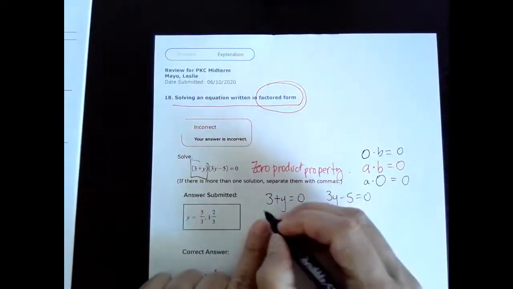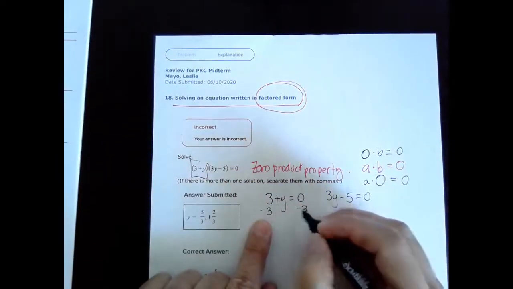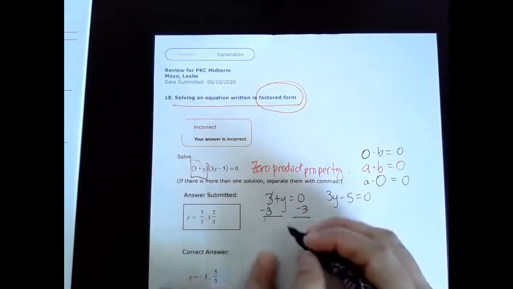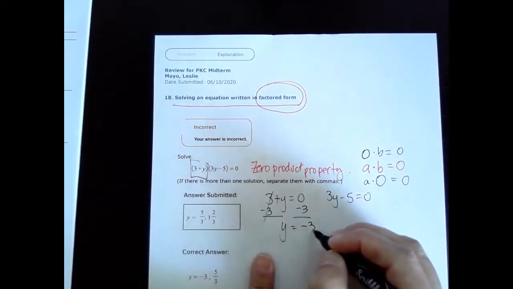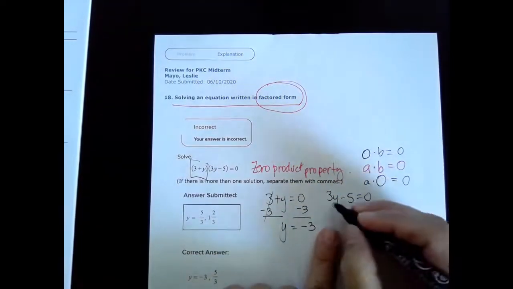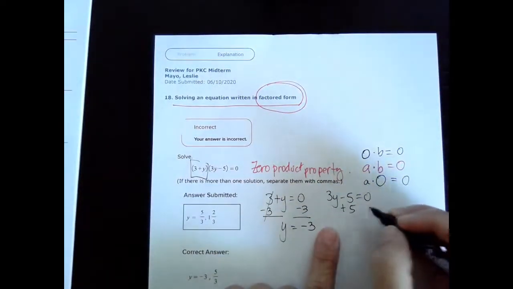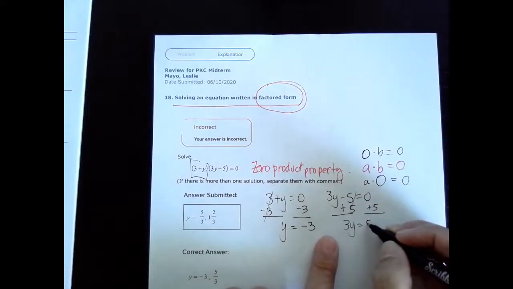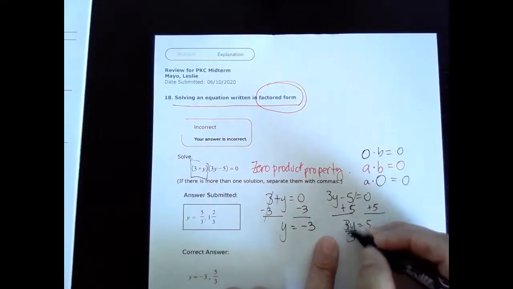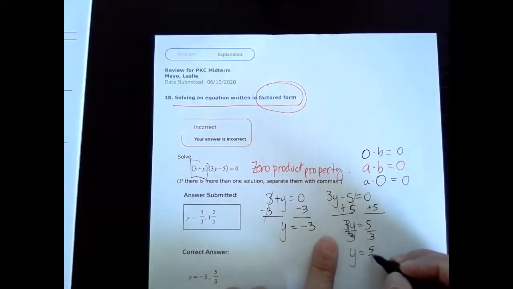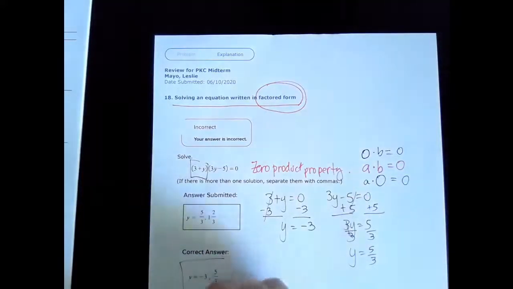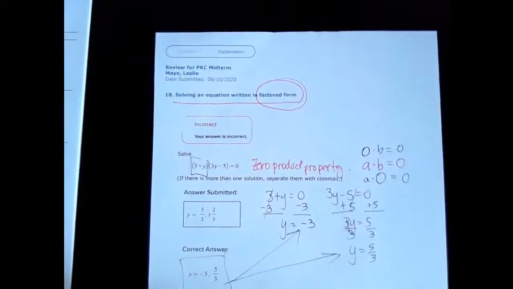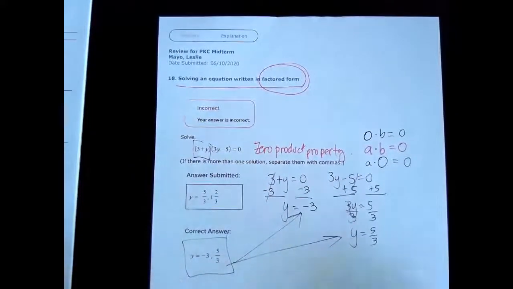So solving the first one, I subtract 3 from both sides. And so I get y is equal to -3. And then solving the second one, I add 5 first, and I get 3y is equal to 5. I divide by 3, and I get y is equal to 5/3. So my two solutions were y is equal to -3 or y is equal to 5/3.